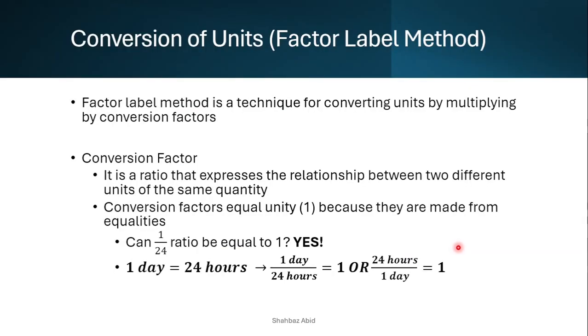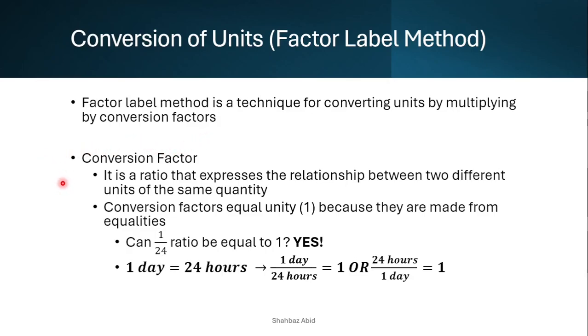So in order to convert these different types of units into a base unit, we are going to use a method which is known as the factor label method. In the factor label method, we are going to multiply our given unit with some conversion factor. It can be one conversion factor or multiple conversion factors multiplied to get our desired unit. Now what is actually a conversion factor?